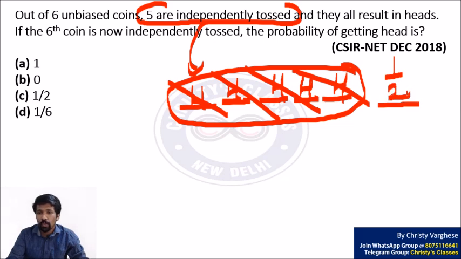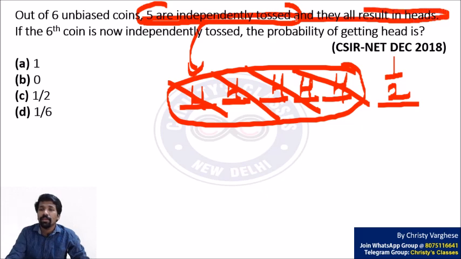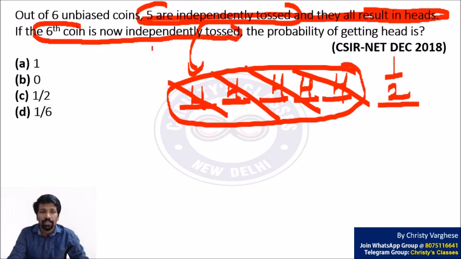So the probability of getting head on the 6th time will be just 1 by 2. Now why is the first sentence there in this question? That is just to confuse you. 5 tosses resulting in head does not affect the next toss. The 6th coin is independently tossed, like a fresh coin being tossed, so the probability of getting head will be 1 by 2. So the answer is 1 by 2, option C.